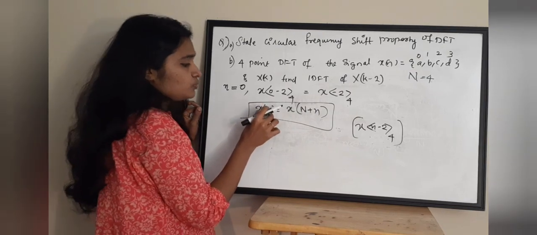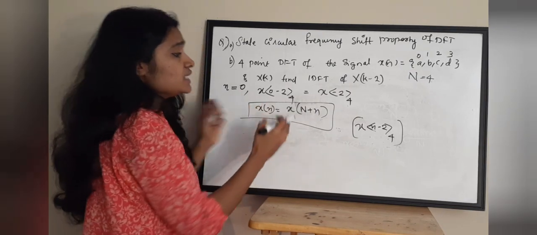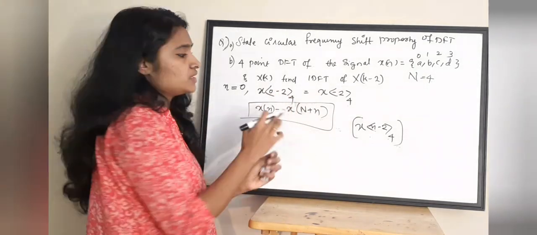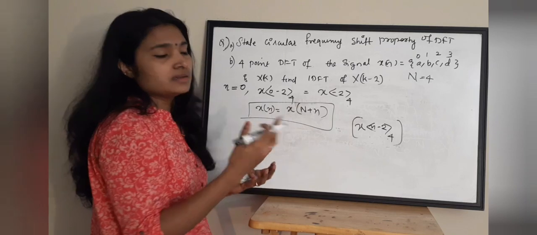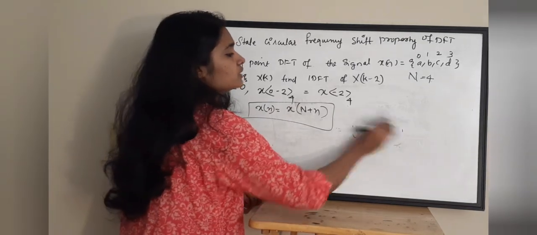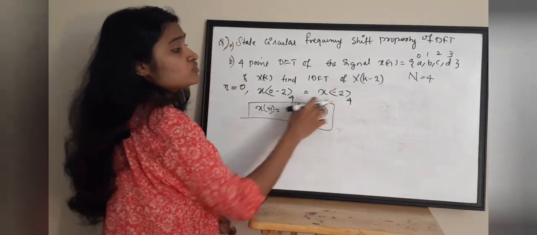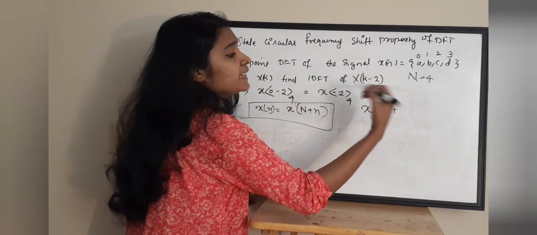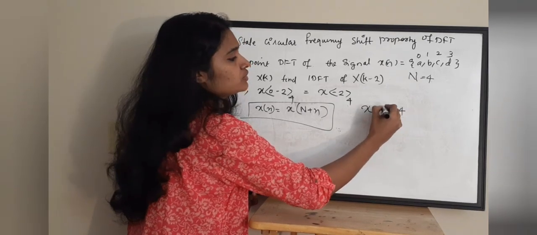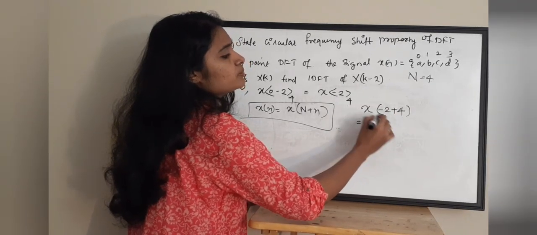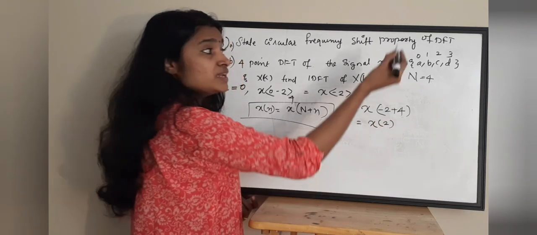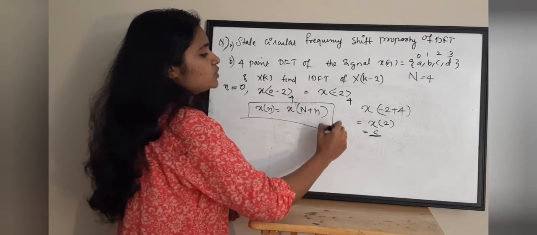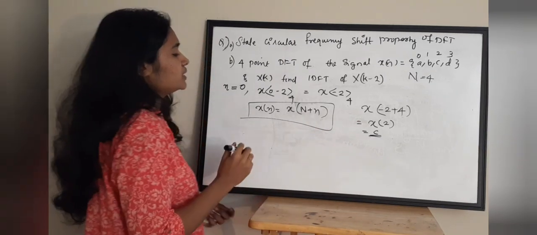That is, if your input signal x of n is periodic, its sequence will repeat with its period. That is, x of n equal to x of n plus N. Now, you don't know the value of x of minus 2, but you can find the value of x of minus 2 plus N. Here N value is 4. So, x of minus 2 plus 4 is x of 2. What is the value of x of 2? It is c. So, this is your n equal to 0 value. Okay.